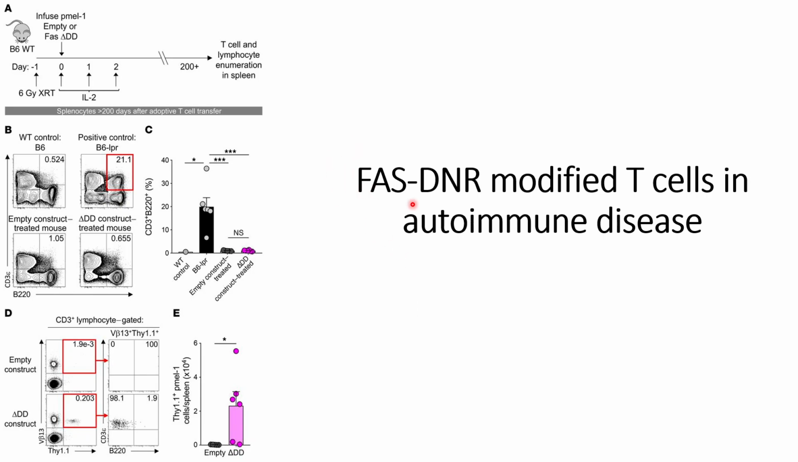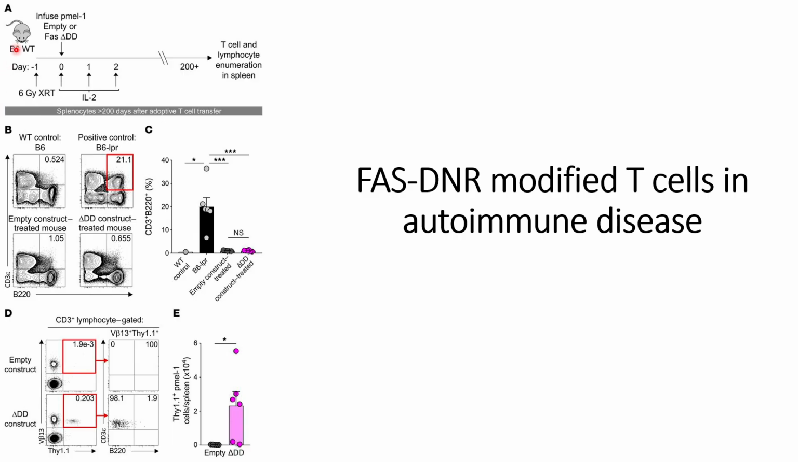In this video, we will discuss these FAS-DNR modified T cells in autoimmune disease. They checked their construct with the dominant negative receptors of FAS in in vivo studies, in which a mouse is infected with this autoimmune disease. So how did they do their experiment?